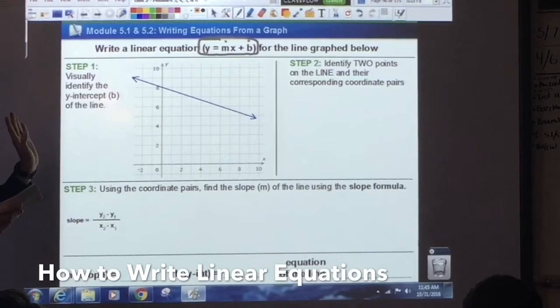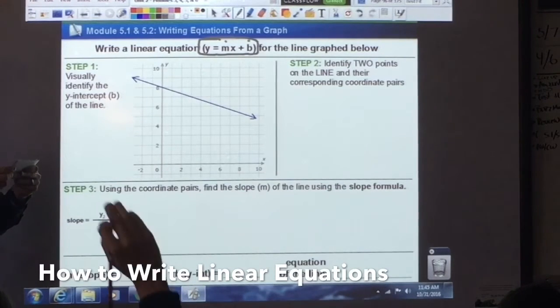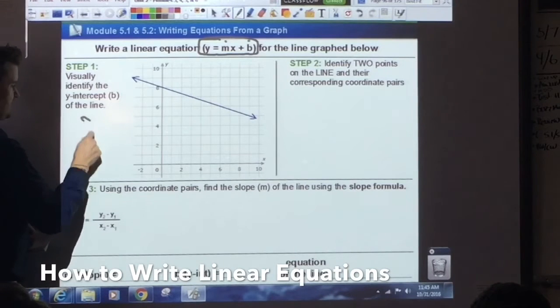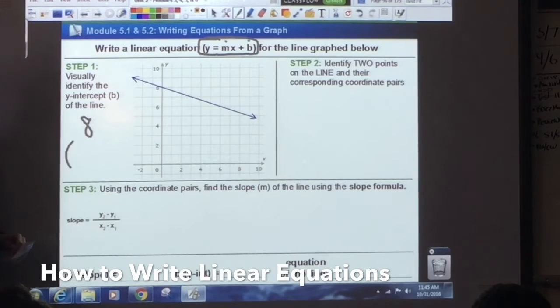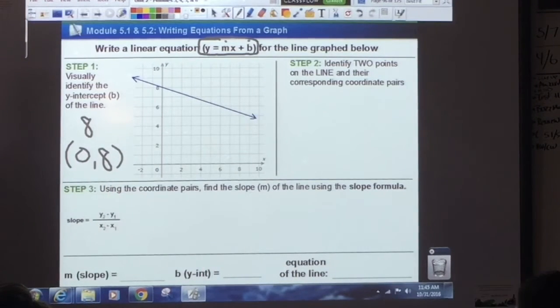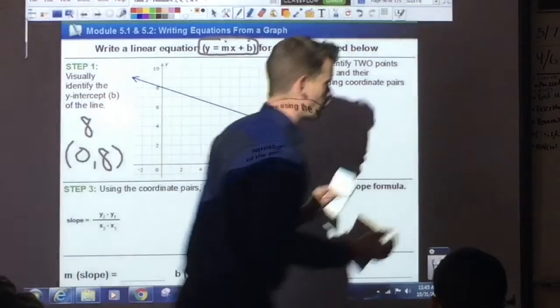The good thing is, one of those is very easy to find. Which one is very easy to find, the m or the b? The b. What is the b? The b is the y-intercept. So looking at this, what's the y-intercept? 8. So the y-intercept is 8. Specifically, it's the coordinate pair (0, 8).